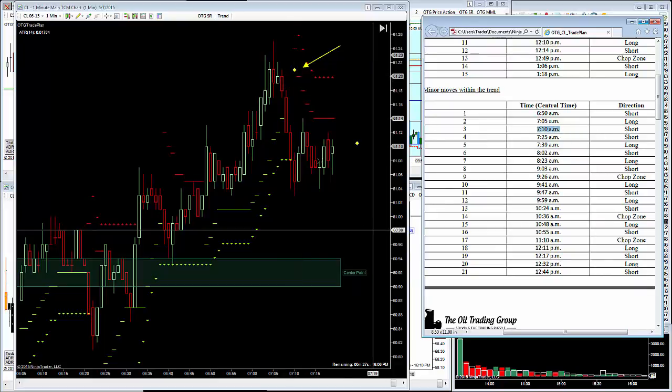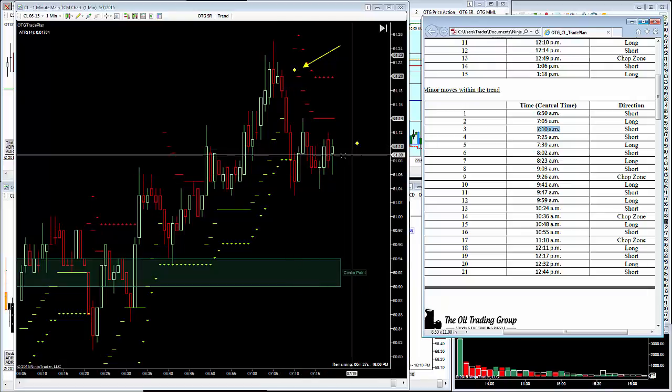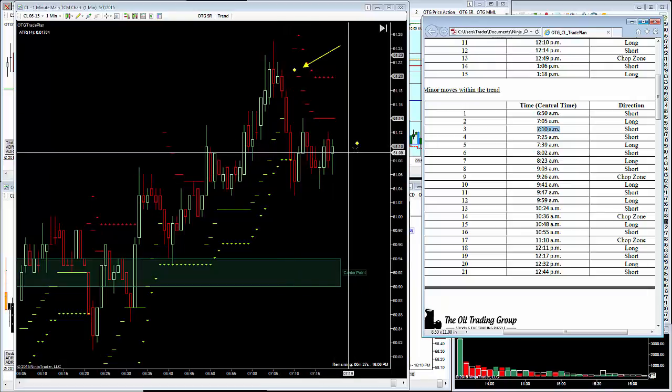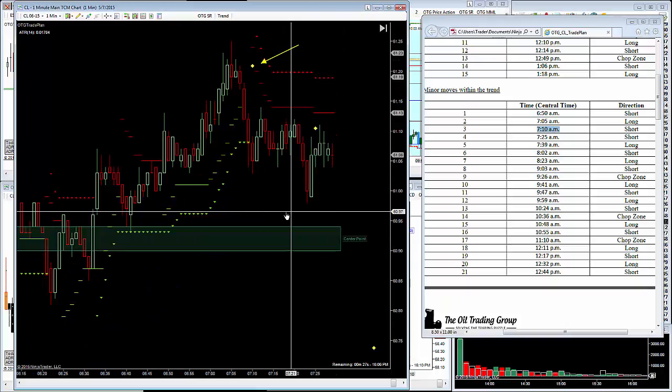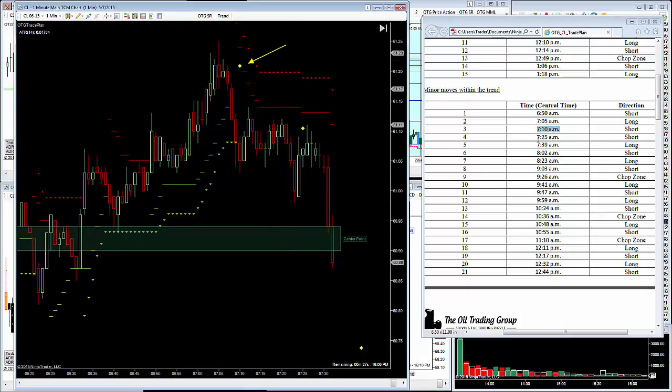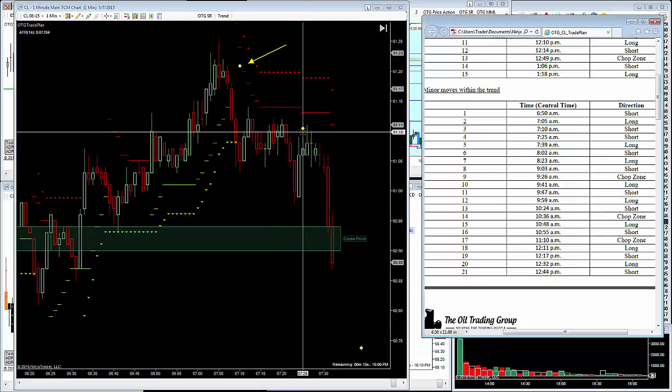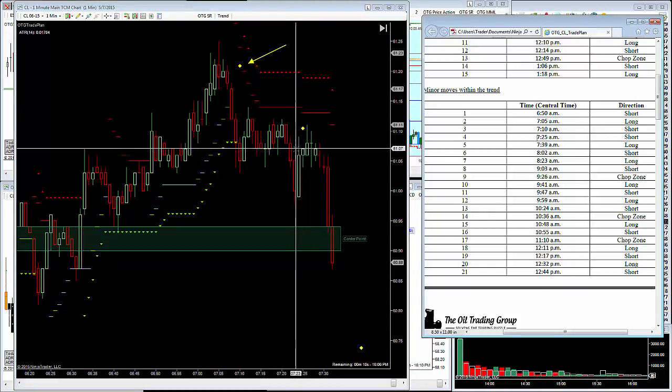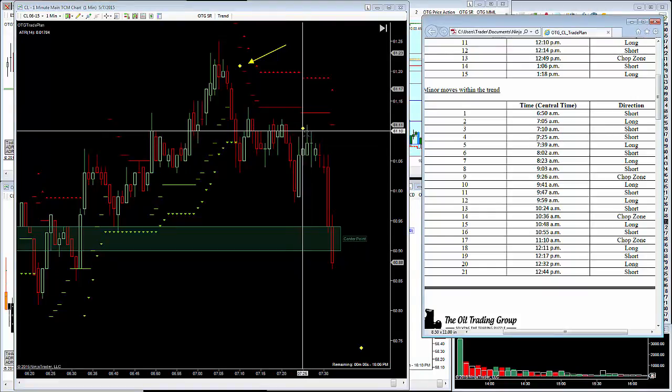We expected that move to last until 7:25, right? This move to come down and then to chop, and then we would reshort, or we would then be looking for the market to get short again at 7:25. That's right here where this yellow dot is. The market comes up and then begins again.